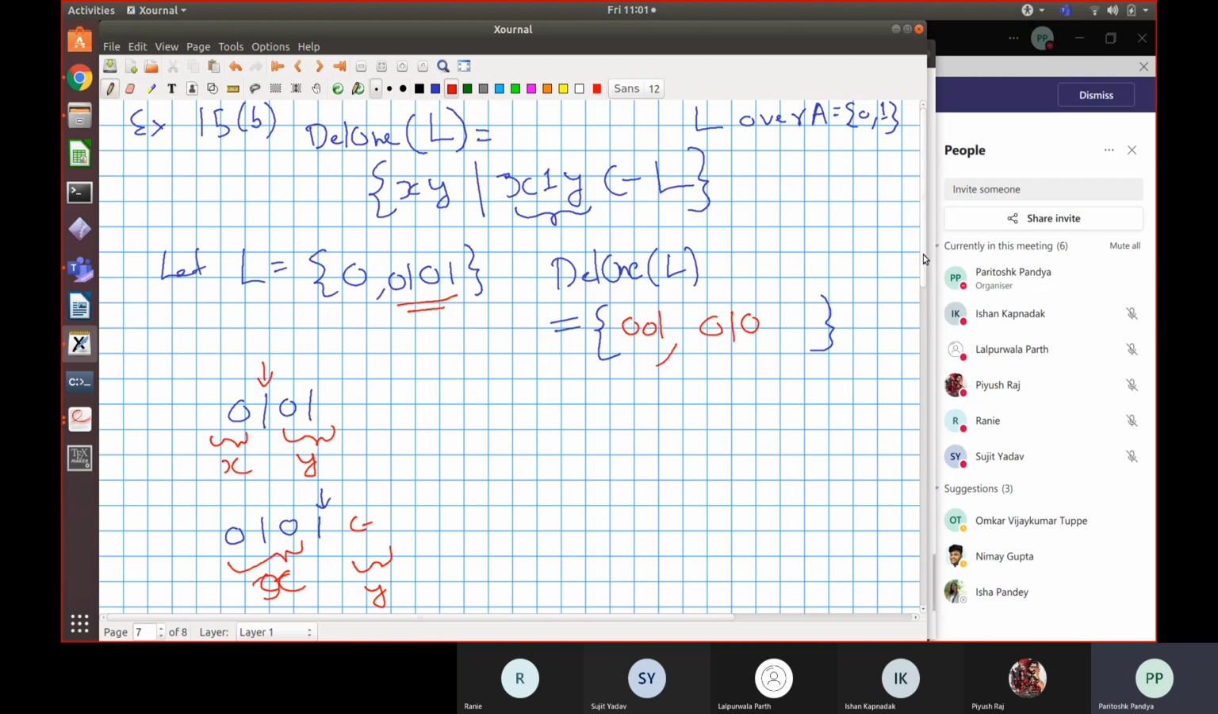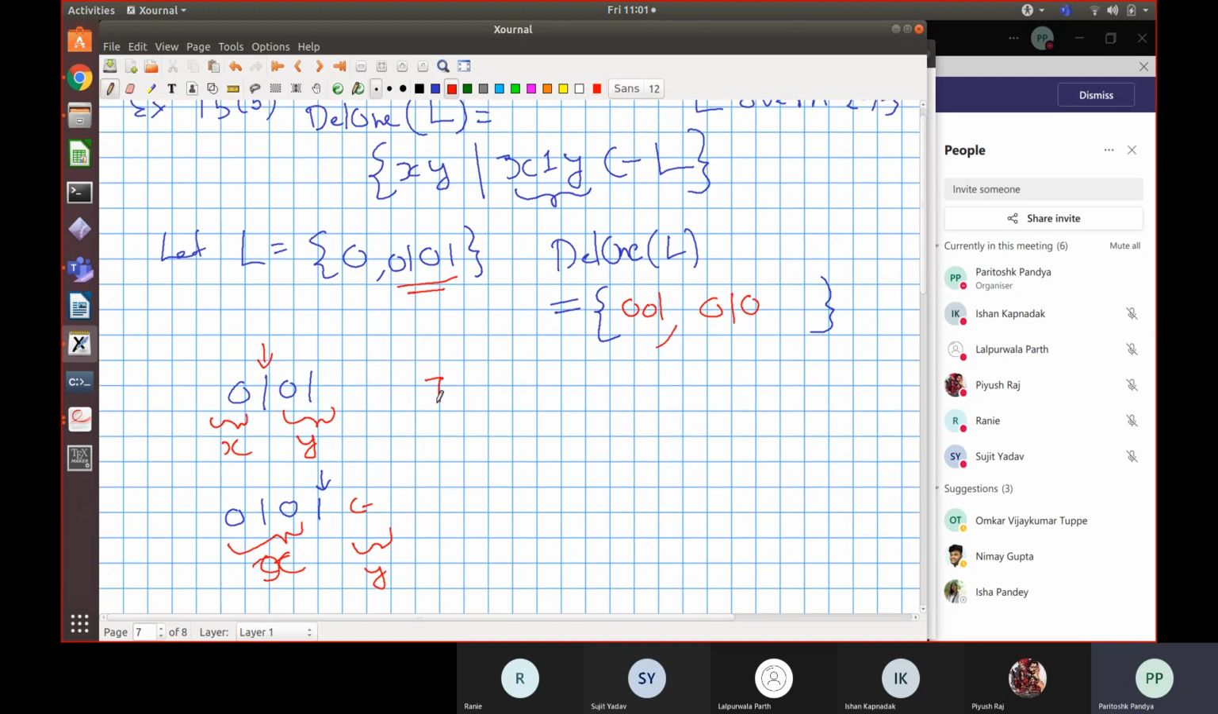Now, what I want to prove is that regular languages are closed under del 1. I want to show that if my original language was a regular language, the language obtained by deleting one 1 in each of these words is also regular.